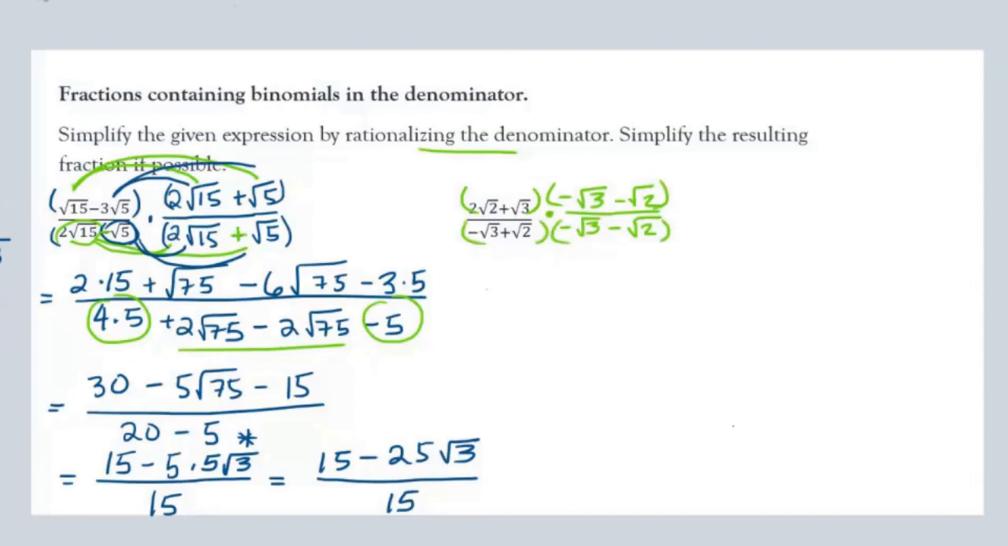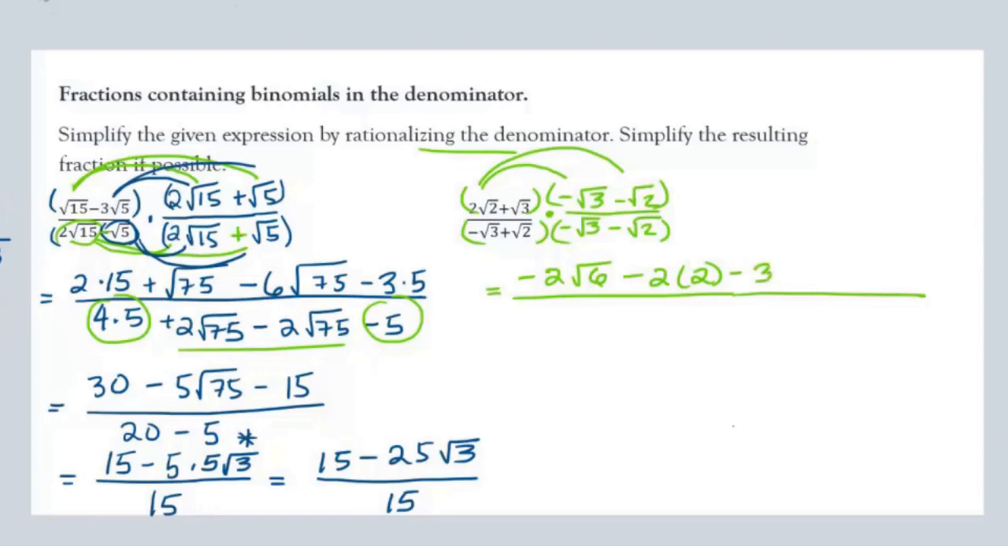All right, in the numerator, I have 2 root 2 times negative root 3, so we get negative 2 root 6. 2 root 2 times negative root 2 will give us negative 2. Root 2 times root 2 is just 2, so negative 4 ultimately. Those are just the first two terms. Now we'll take the square root of 3 and multiply it by negative root 3. So overall our term will be negative, and root 3 times root 3 is just 3. And then finally the square root of 3 times negative square root of 2 gives us negative square root 6.